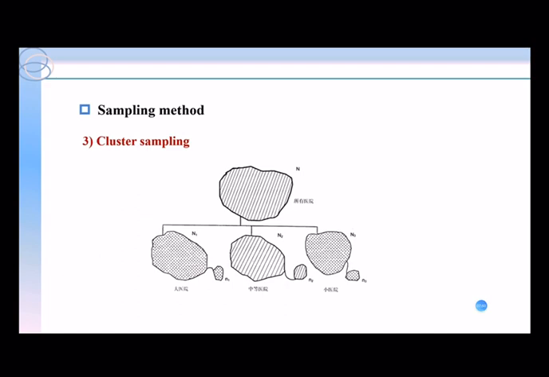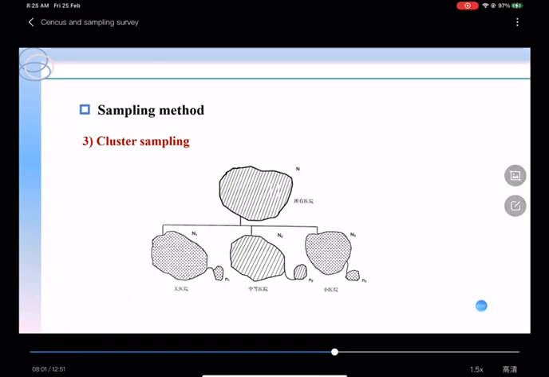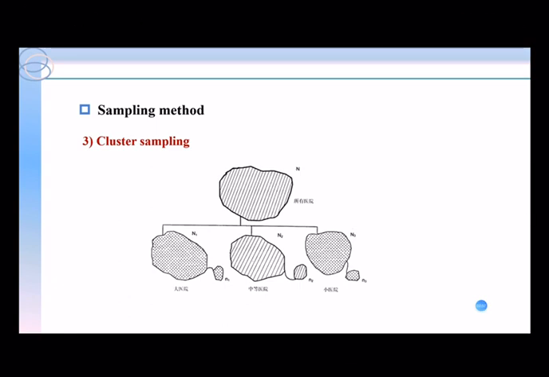The next sampling method is called cluster sampling. Cluster sampling means we first divide the entire population into different clusters. For example, in this figure, we classify the hospitals into different volume hospitals, including large hospitals, medium hospitals, and small hospitals. And then we can do sampling between these 3 levels of hospital.